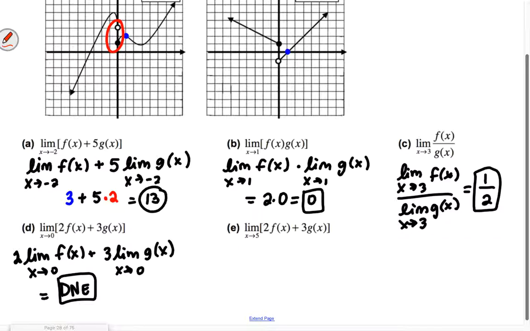So it doesn't matter about the other side, the 3 times limit of g of x. Actually, that one doesn't exist either, does it? Even if that one had existed, we wouldn't do anything. We would be done as soon as we had that does not exist, because what's does not exist plus 7? It still does not exist, right? So we can't add them together or anything. All right, so the next one, the limit as x goes to 5. So go ahead and try this one as well.